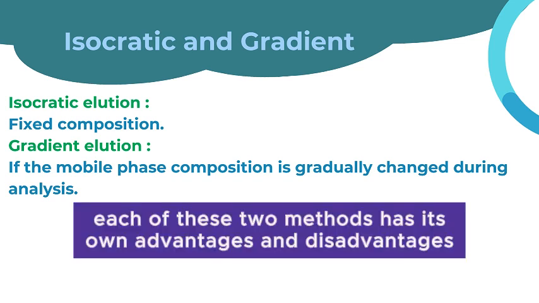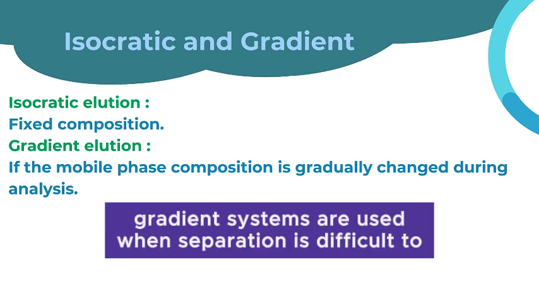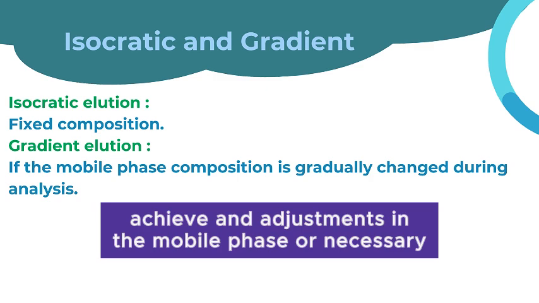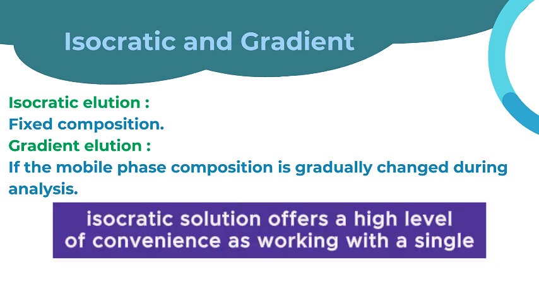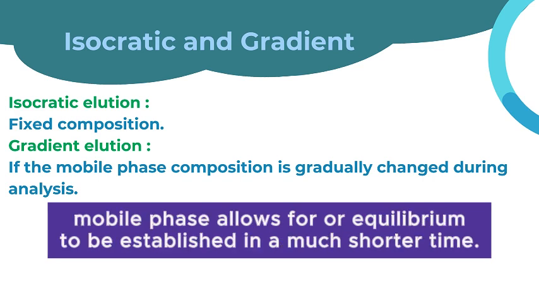Each of these two methods has its own advantages and disadvantages. Generally, gradient systems are used when separation is difficult to achieve and adjustments in the mobile phase are necessary. On the other hand, isocratic elution offers a high level of convenience, as working with a single mobile phase allows for equilibrium to be established in a much shorter time.